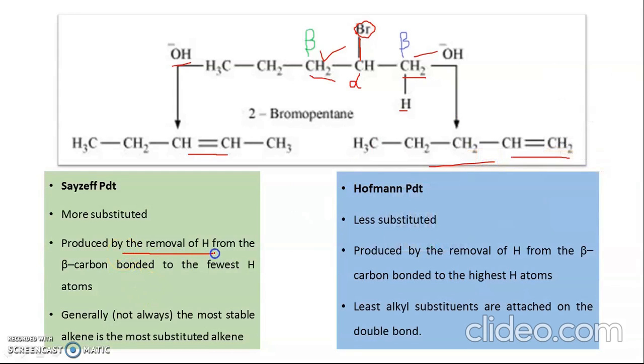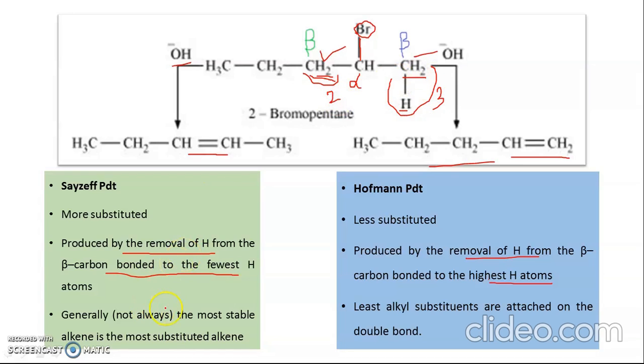It is produced by the removal of hydrogen from the beta carbon, which is bonded to the fewest hydrogen atoms. So if you look at the left hand side, there are only 2 beta hydrogens. But the Hofmann product is produced by the removal of hydrogen from the beta carbon bonded to the highest number of hydrogen atoms. If you look at this side, there are a total of 3 beta hydrogens. But on this side, there are 2 beta hydrogens.